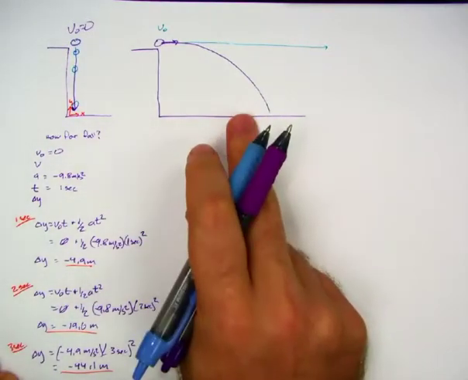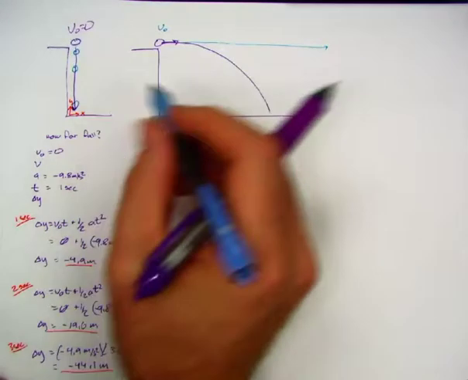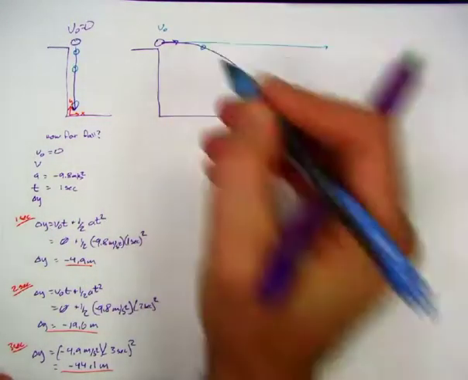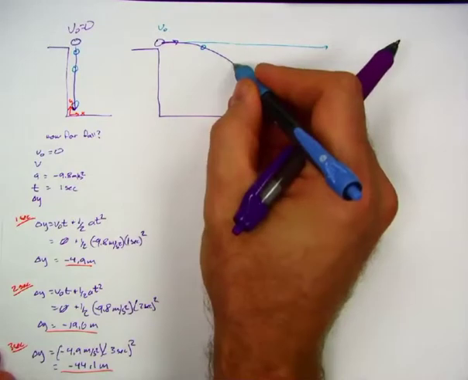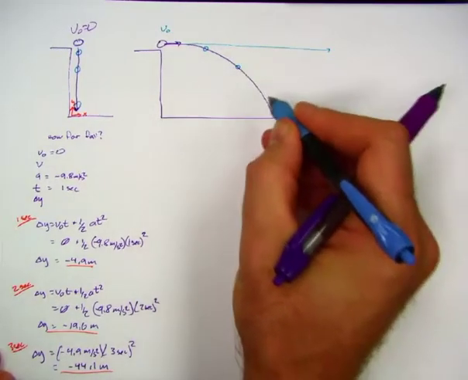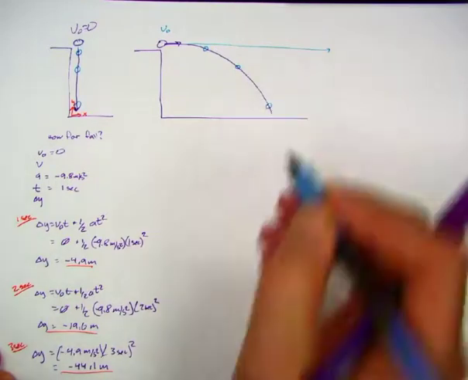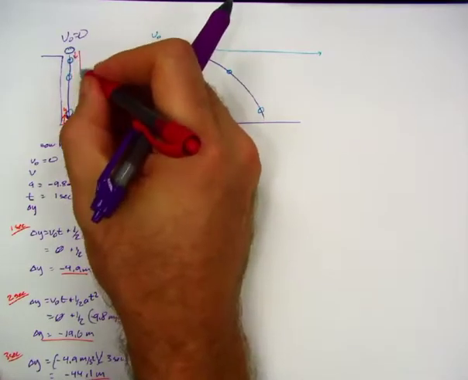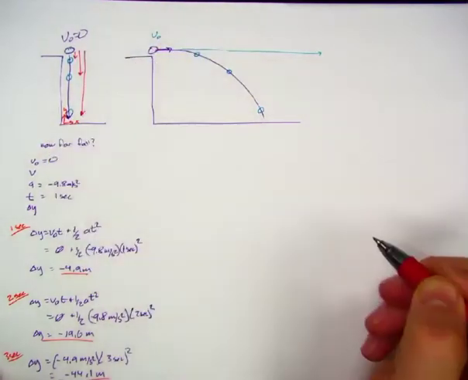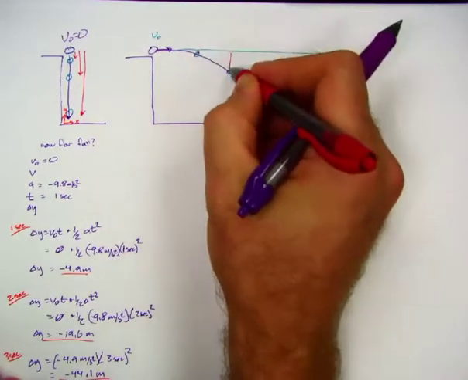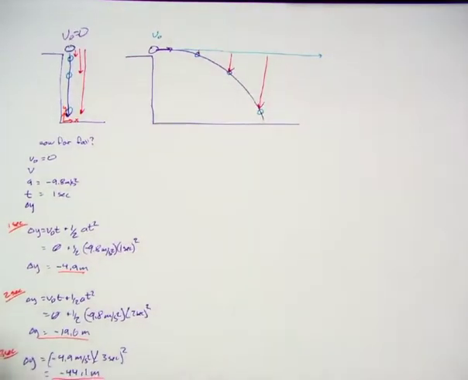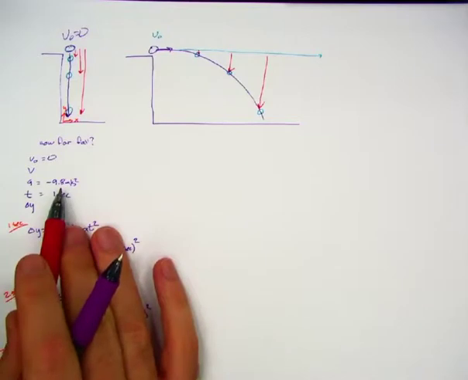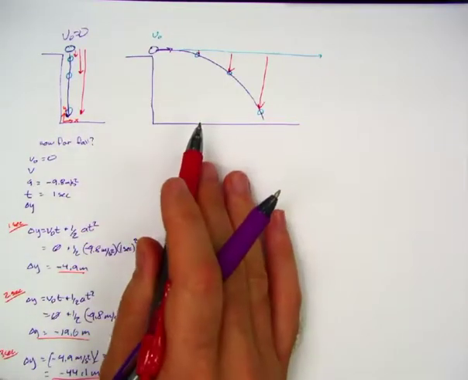What's similar about this case? What's similar about this case is that after 1 second, the ball has fallen 4.9 meters. After 2 seconds, the ball has fallen 19.6 meters. After 3 seconds, the ball has fallen 44.1 meters. So the distance that the ball falls in 1, 2, or 3 seconds is the same regardless, right? The vertical fall is affected by gravity. It's affected by the 9.8 meters per second squared. So the vertical part of these two problems is identical.